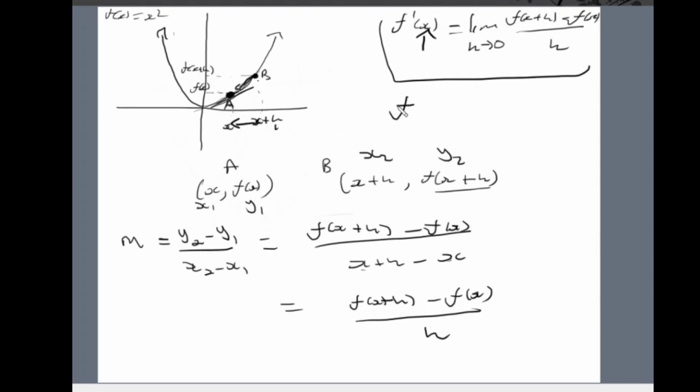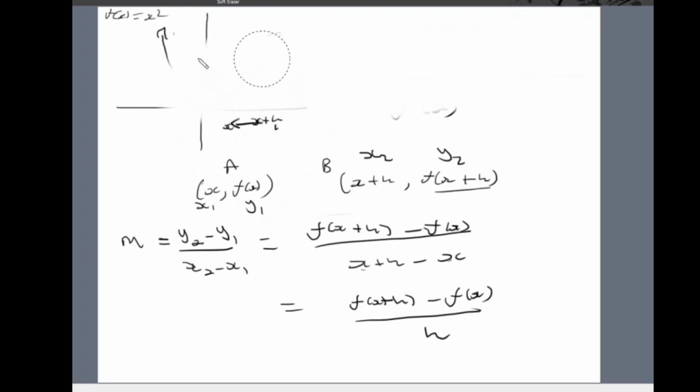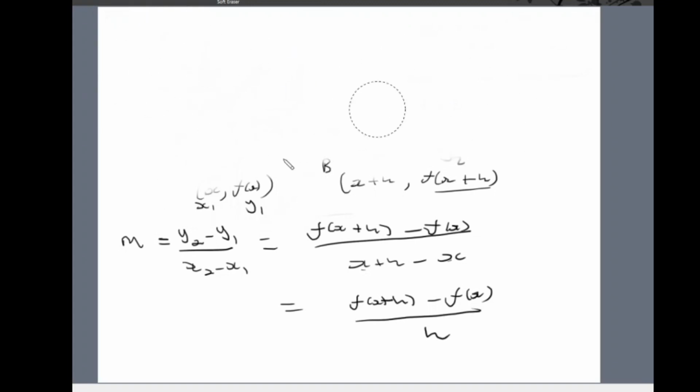So if you say f prime 2, it means you want to calculate the gradient of this function at a certain point where the x coordinate is 2. Okay, I hope it makes sense. If not, hopefully when we're doing examples it will start being clear.